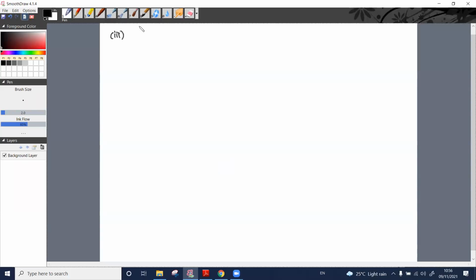Scheme A and scheme B total amount invested is 13,500. So let's assume the amount invested in scheme A, amount invested in scheme A as X.